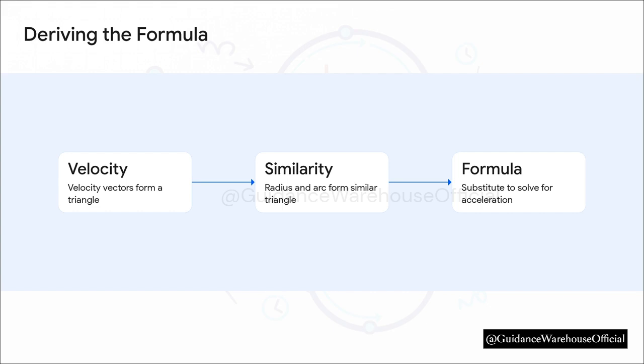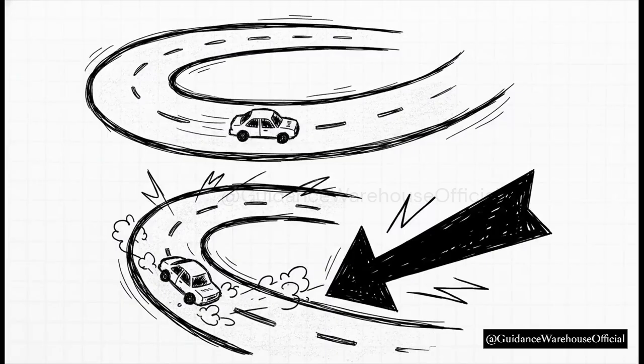Since these triangles are similar, we can just set up a simple ratio. The change in velocity divided by the speed equals the arc length divided by the radius. Divide that whole expression by time, and boom, we get our fundamental equation. And here it is. Centripetal acceleration, a sub c, equals your linear speed, v, squared, divided by the radius, r.